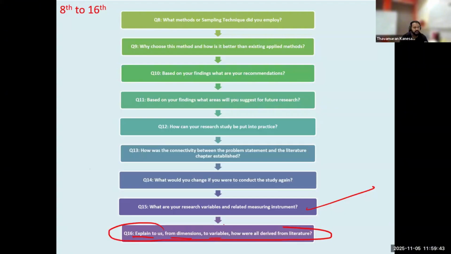The moment they go this deep, you're already done, because you have no idea. If this framework comes entirely from AI, you will have no clue how the dimensions and the variables all came together. So be prepared for this, right?